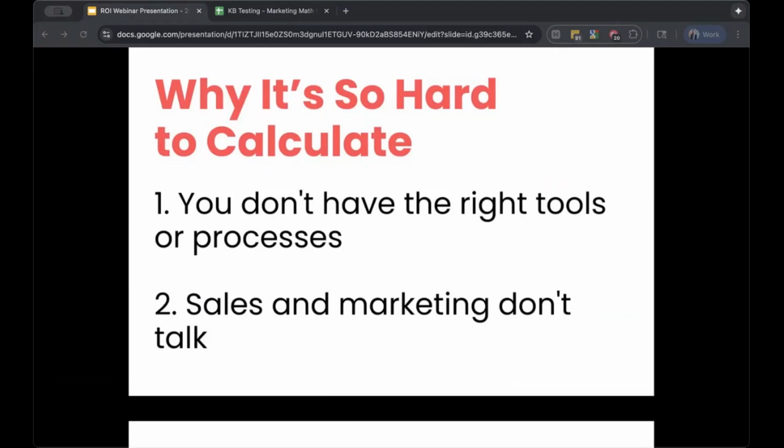So sales already knows their close rate and how many leads they need to hit a quota. But marketing doesn't always have access to that information. Sales is using that close rate based on referrals, which we know are always higher quality, and they're expecting marketing leads to perform the same way. So that disconnect kills alignment. You need shared data and shared definitions of what a qualified lead is.